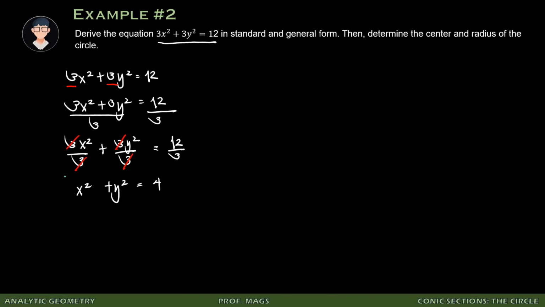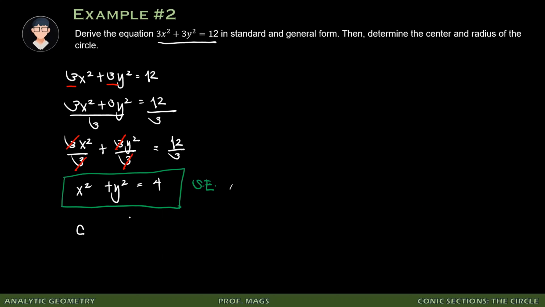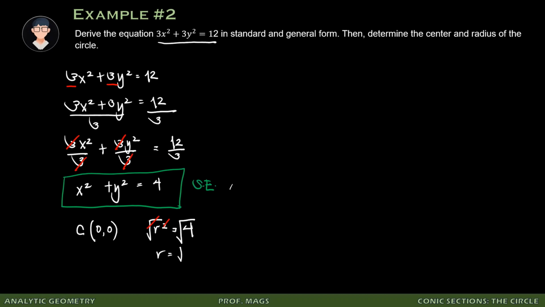So this will be our standard equation of our circle. And we take note that our center, pag nakaganto yung form ng ating standard equation of the circle, our center is at the origin. And we take note also that r squared is equal to 4. If we square root both sides of the equation, the square will be cancelled out because of the square root symbol. So r is equal to the square root of 4. So r is equal to 2 units. So we already computed for the center and the radius of the circle.